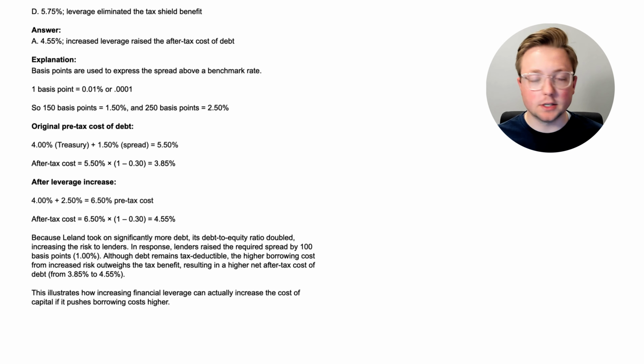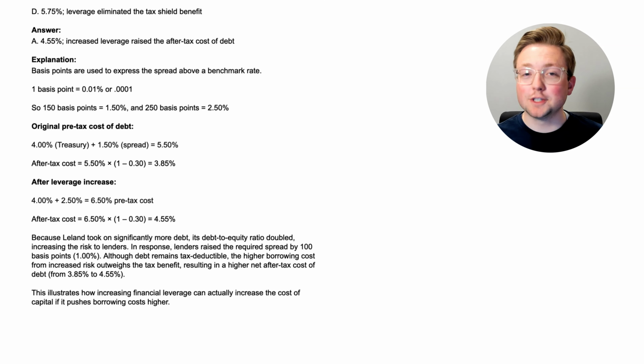And simply, just so that you understand what a basis point is, 1 basis point is equal to 0.01%, or in other words, 0.0001. So if you have 150 basis points, then you would take 150 multiplied by 0.0001, and that gives you 1.5%. Or if you have 250 basis points, it's 2.5%.